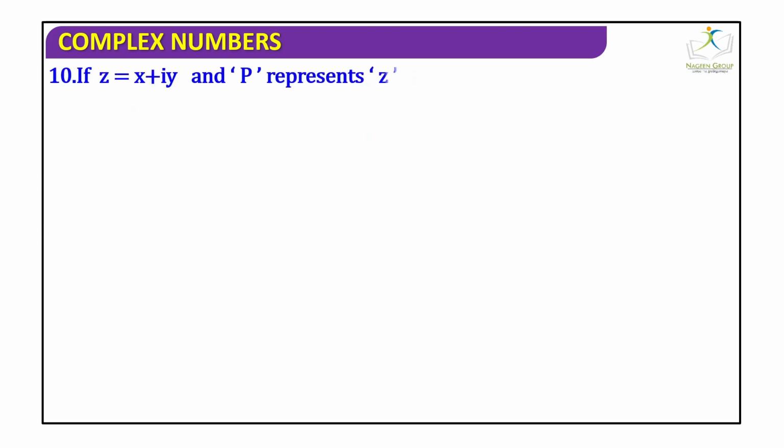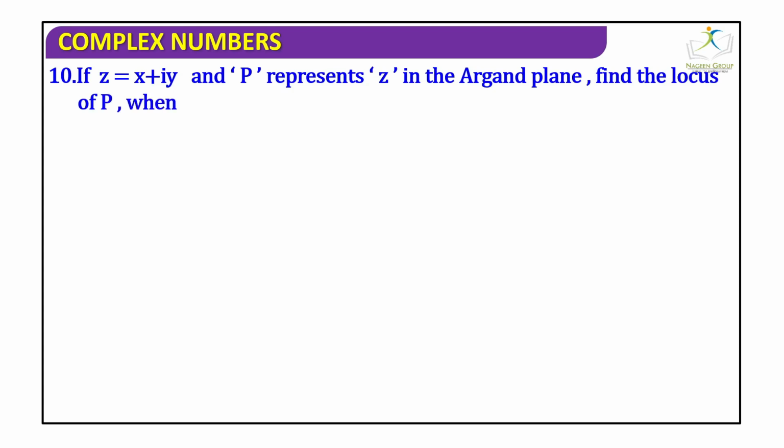Now we have question number 10 in front of you. If z is equal to, the value of z is given to us, it is x plus iota y and p represents z in the Argand plane, then find out the locus of p. What you have to do is find the locus of p. So from here we can find out how, when we have the imaginary value of z square equal to 4, then how to find it. First we have the z value, x plus iota y.